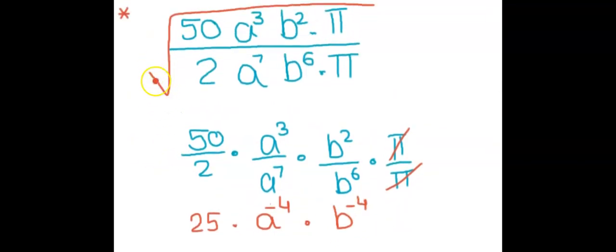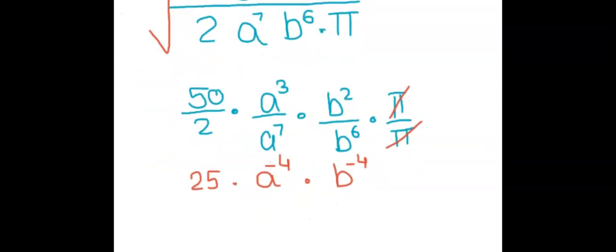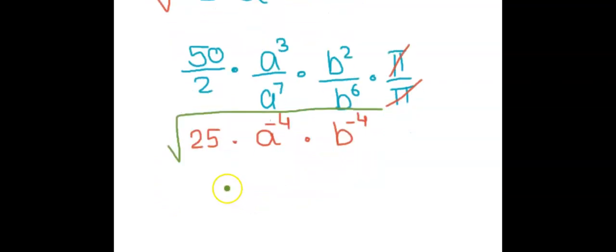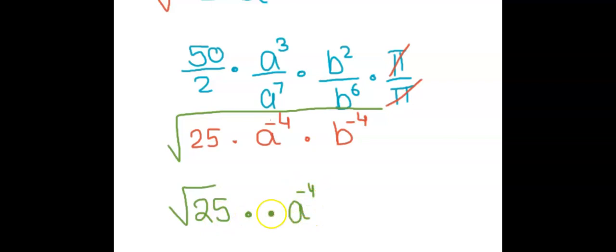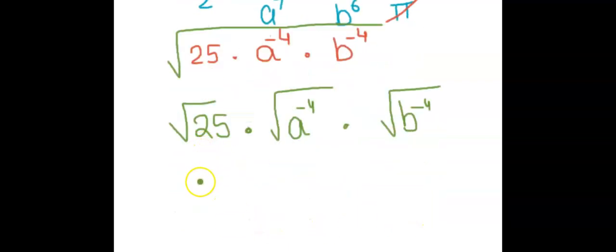Now remember that red square root sign. So I need that one back. I'm going to put the square root here. Yeah, square root back. Now what does that square root mean? Square root of 25, dot, a to the minus 4 square root, b to the minus 4 square root. Now, once I've got these things, square root of 25, a to the minus 4, b to the minus 4, I can further simplify. What? Square root of 25 is 5.